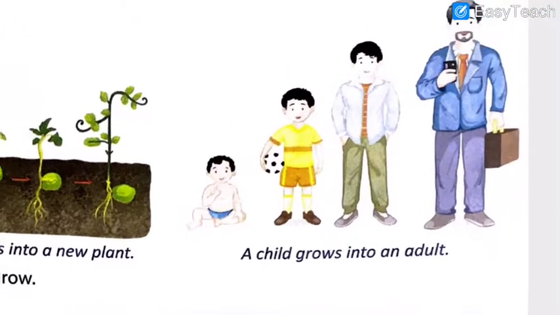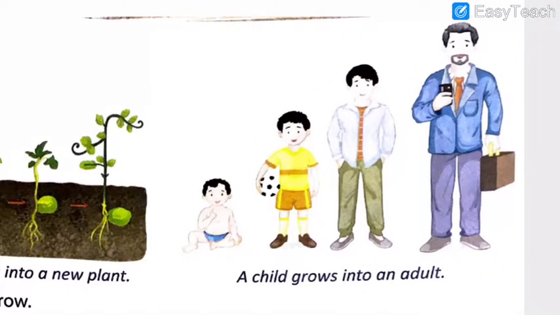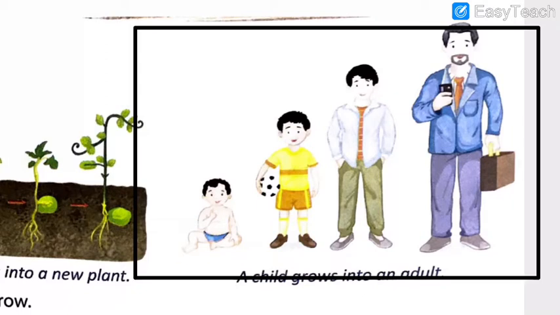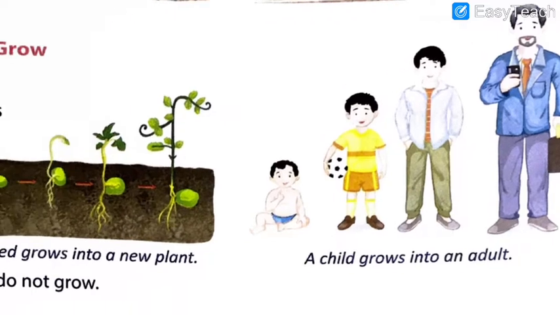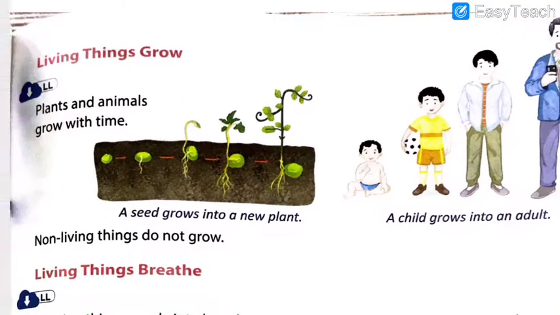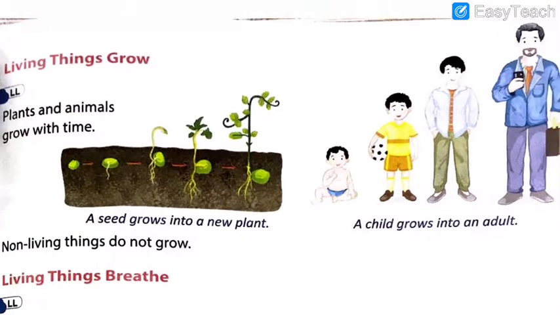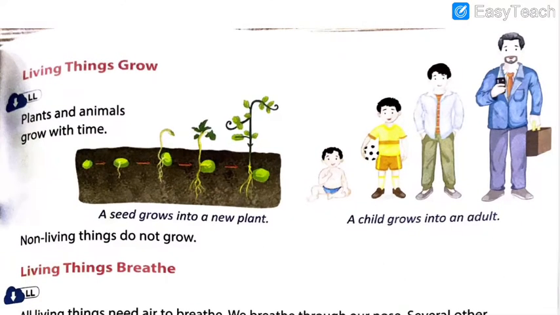Whereas, we human beings grow like this as shown in this picture, right? First baby, and then school going kid, and then teenager, and then the man. So, this is how this picture depicts the growth of a human being. So, not only plants and animals but also human beings grow with the time, mentally as well as physically.